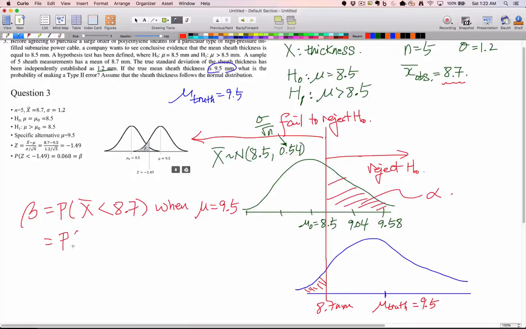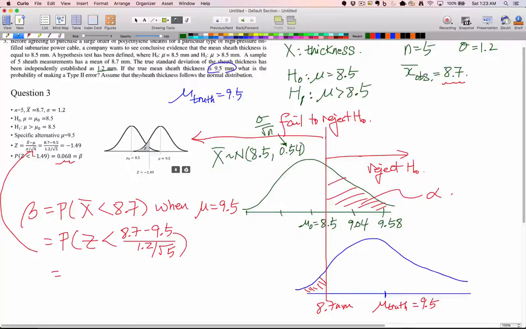Now, going along here, then standardizing x bar, we get 8.7 minus 9.5 divided by sigma over root n. Sigma over root n here is 1.2 divided by root 5. And that's going to give you the answer that your professor got here. That right there. Okay. Again, all of this was based on the assumption that your critical region was defined by this red line here, which was 8.7.